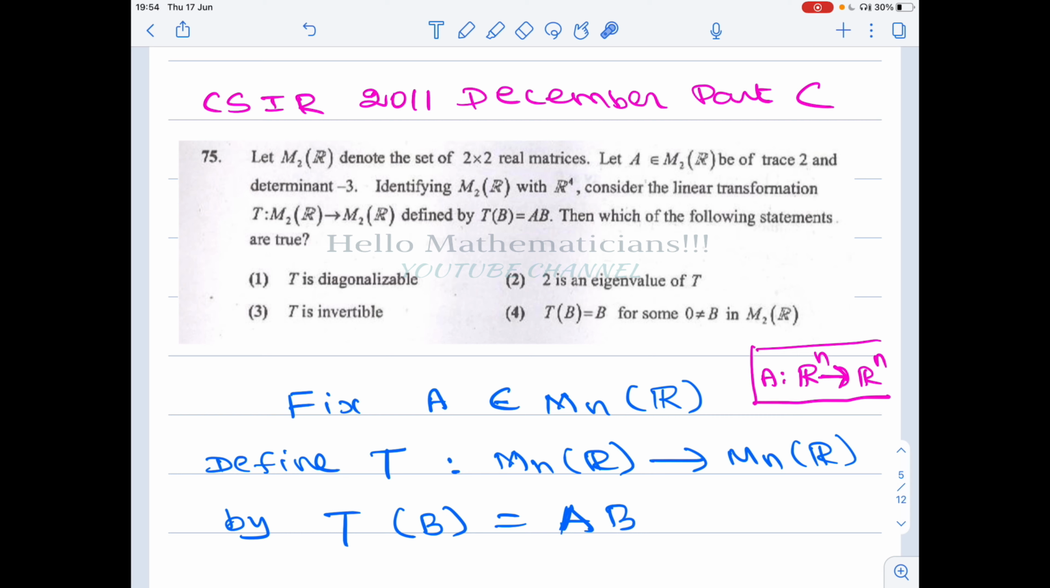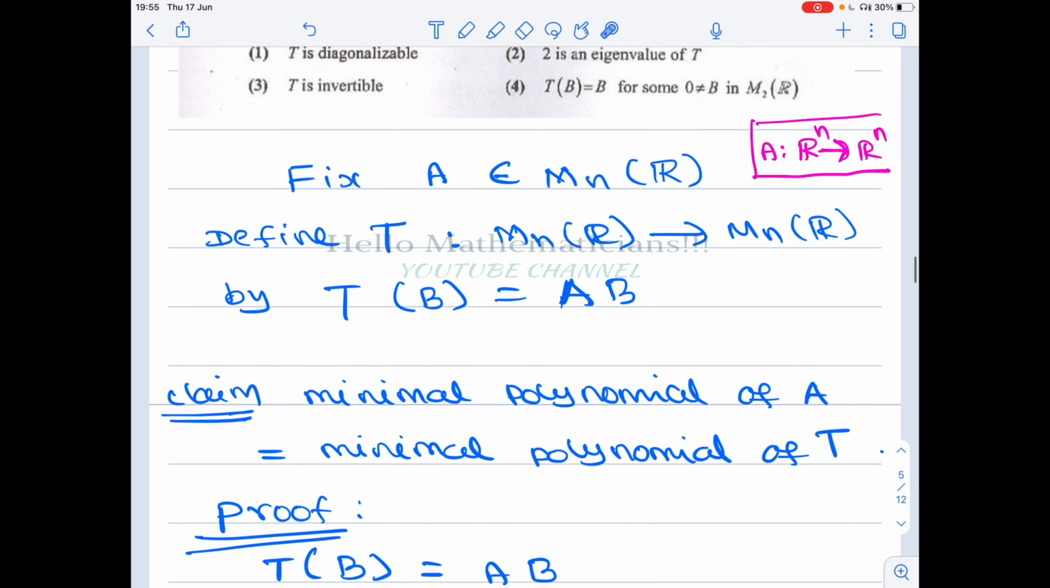Let's see. This result is true in general, in M_n of R, not necessarily M2 of R. So we prove that they have the same minimal polynomial in M_n of R. Then we use that result for n equal to 2 and we conclude which options are correct and which options are false. Okay, very good.